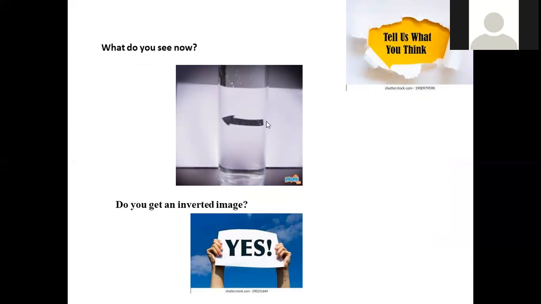What is the reason for this? Why is the image inverted? What do you see now? We are able to see, when the arrow is placed behind this water glass, it is an enlarged one and it is inverted one. Why is it inverted?